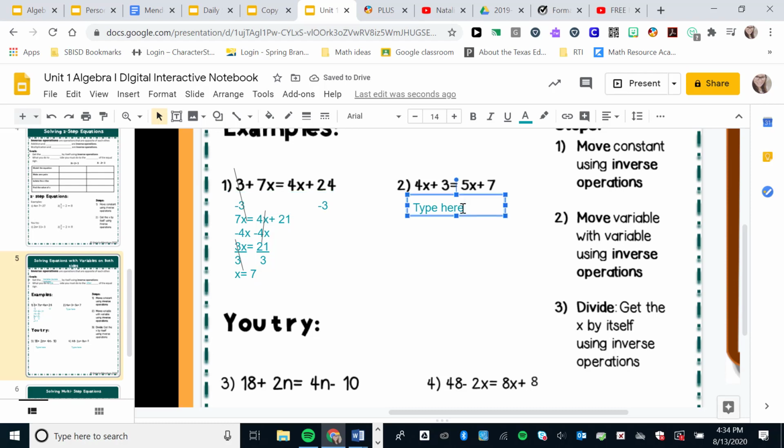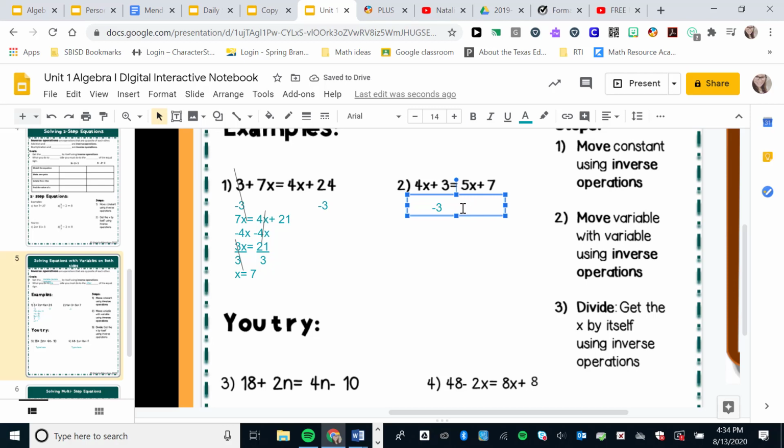Okay? This one's a little bit different, well, not because the x is in front of it, but it's the same process. I'm going to start with my plus 3, right? Because that's the number without the variable. It's a constant. So I have plus 3. I need to do the inverse operation. So the opposite of plus is minus. So minus 3. What I do to one side, I have to do to the other side.